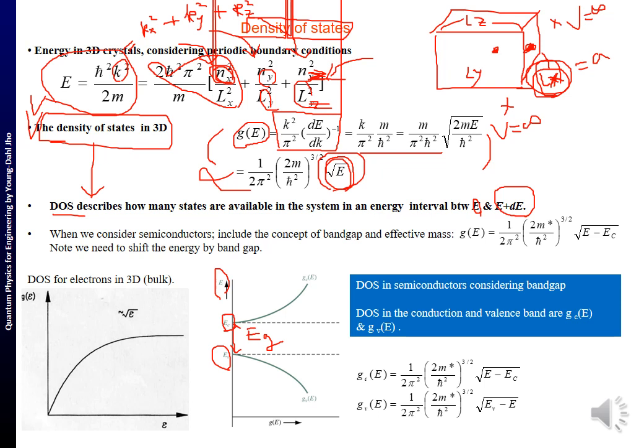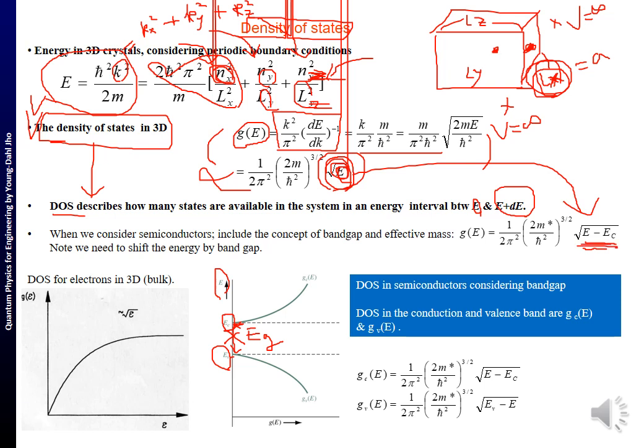That's the semiconductor structure. There's nothing in between. Okay? That's why it is band gap. So in the case of semiconductor, we should change this like this. The energy E doesn't exist below EC, so we change E to E minus EC.